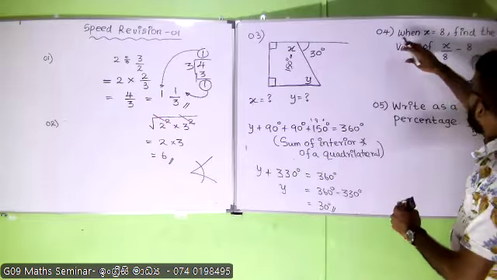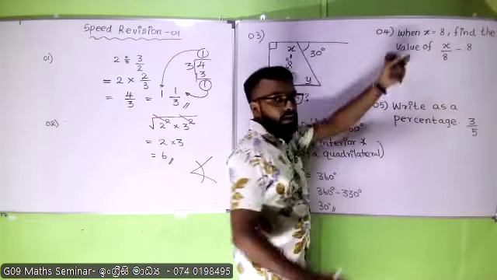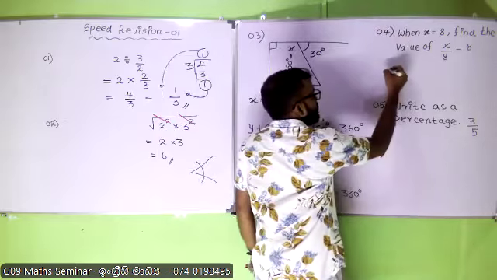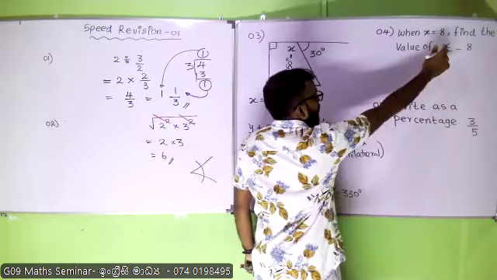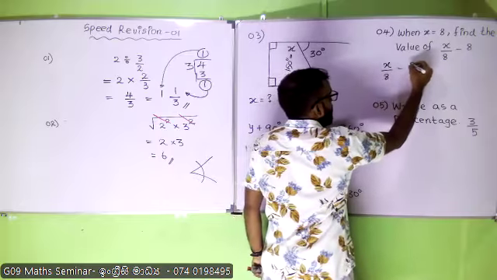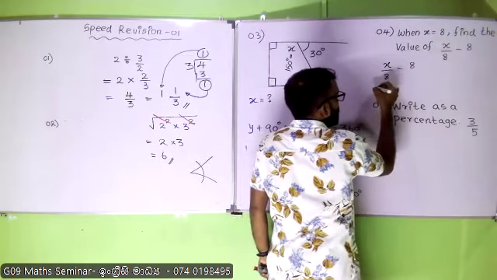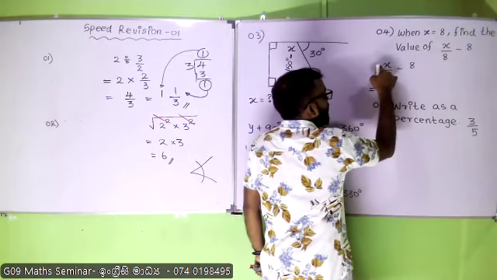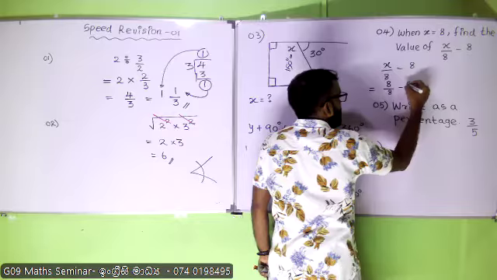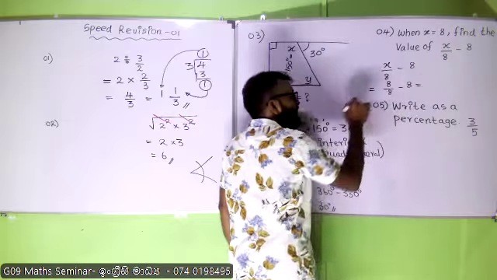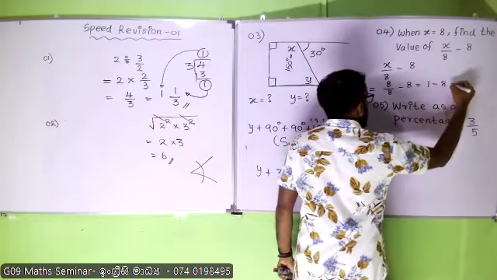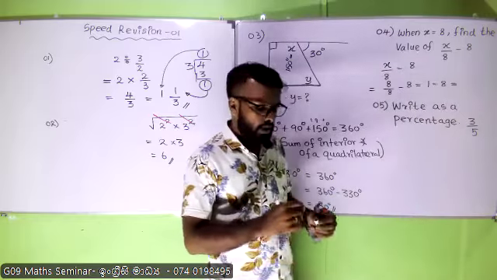So this is the thing. When x equals 8, find the value of x upon 8 minus 8. What is the limit? Everywhere you have 8, so I am going to substitute 8 instead of x. 8 divided by 8 minus 8. Simplify 8 divided by 8: 1. 1 minus 8. What is the answer for 1 minus 8?